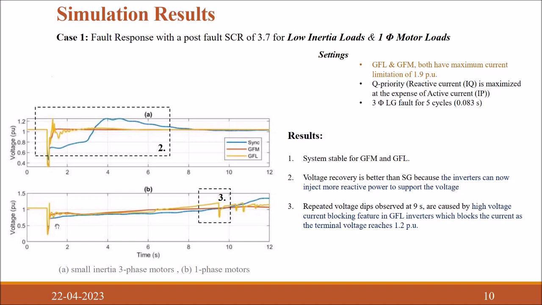And if you see, at 0.9 in block 3, there is a dip in the voltage waveform. This is because the GFL has a maximum upper limit of voltage, and when this upper limit, which is about 1.2, is hit, the voltage will dip, and then again it will start to rise.